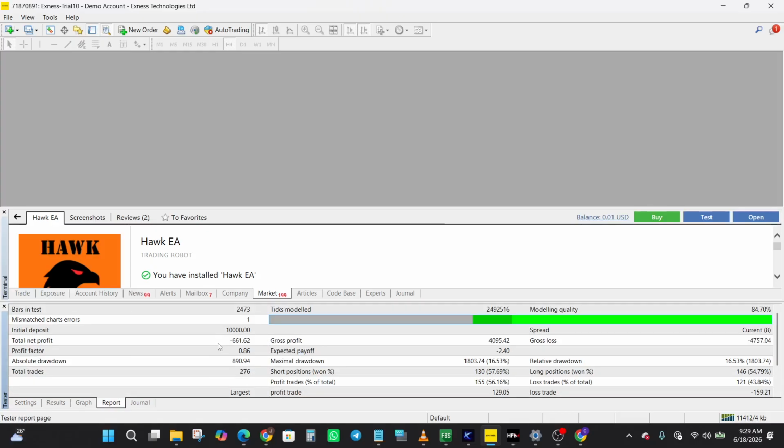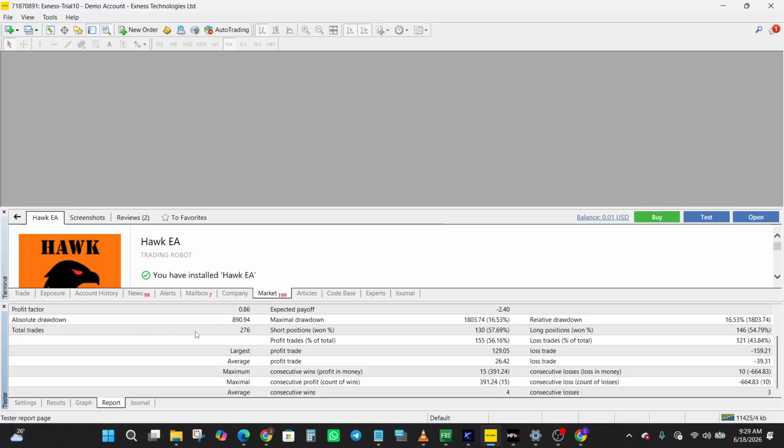Okay, so here we have a total net profit of negative $661.62 from an initial deposit of $10,000. The total trades taken were 276, out of which 155 were profitable, giving us a 56.16% win rate. And here the largest profit is 129.05, largest loss 159.21, average profit 26.42, average loss 39.31. So this shows that the average risk to reward ratio is pretty bad, because the average loss is greater than the average profit, and the difference is quite substantial.